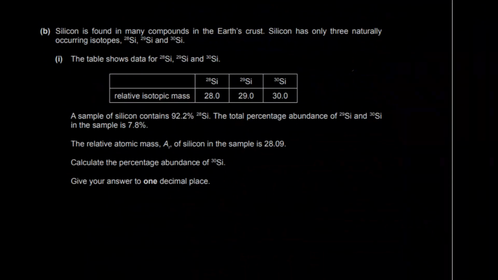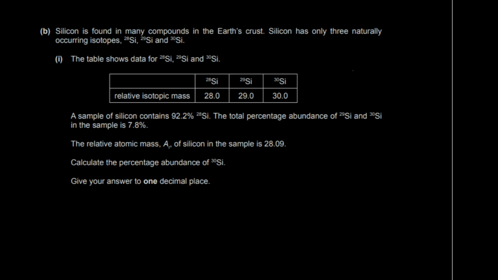Silicon is found in many compounds in the Earth's crust. Silicon has only 3 naturally occurring isotopes: silicon 28, 29, 30. The table shows the data of 28, 29, and 30. A sample of silicon contains, this is a good question. It will check your mathematics.